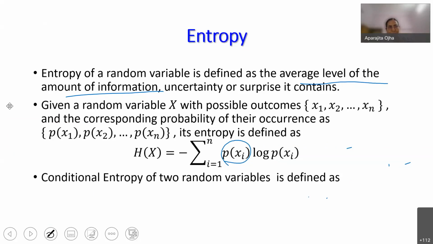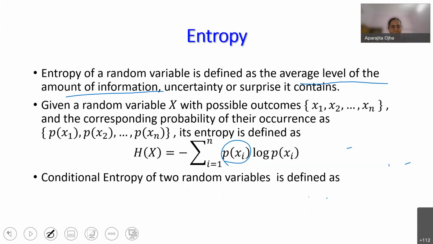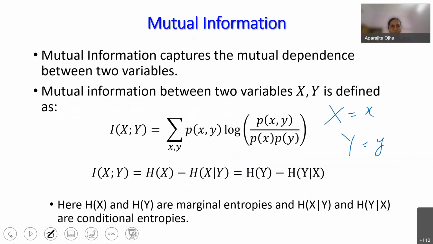Thank you. So now, the conditional entropy of two random variables will be defined as H(X given Y) equal to minus sum of P(xi, yi) log of P(xi, yi) divided by P(yi). All right, this is how entropy is defined. So now I come back to the previous slide. Mutual information can also be defined in terms of entropies.